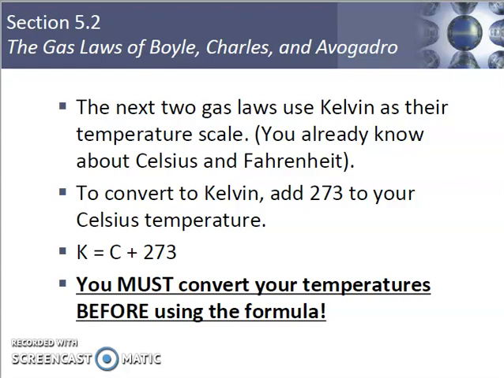So you are familiar with Celsius and Fahrenheit. In science, we do not use Fahrenheit very often. Mostly you'll see Celsius. And so if a problem gives you the temperature in Celsius, then you just need to add 273 to that Celsius temperature in order to get your temperature in Kelvin.